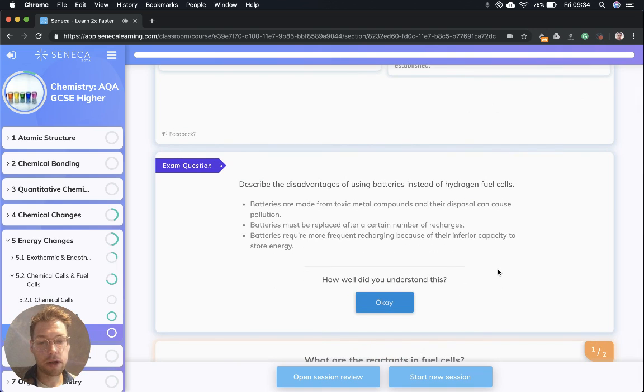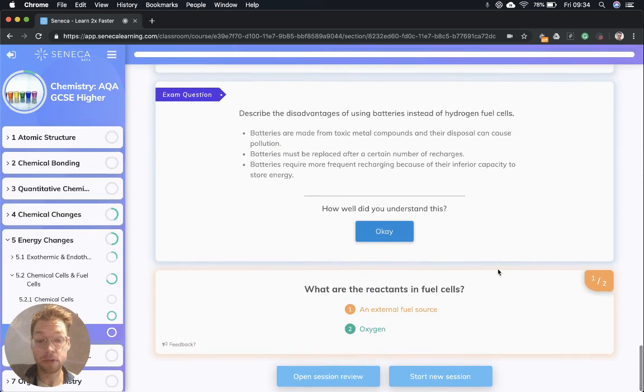So, last thing, do we remember the advantages and disadvantages of fuel cells related to batteries? So batteries are more toxic, they have to be replaced after a number of charges, and they require more frequent recharging. So those are all the key points for fuel cells.